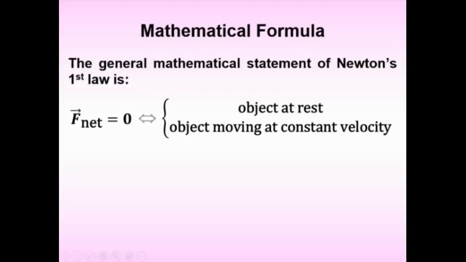There we go. So whenever you say F net is equal to 0, this is basically code for saying the object is either at rest or the object is moving at constant velocity. Why didn't I say a constant speed? I did use speed in the slide before and the slide before that. Why did I opt now to say velocity?